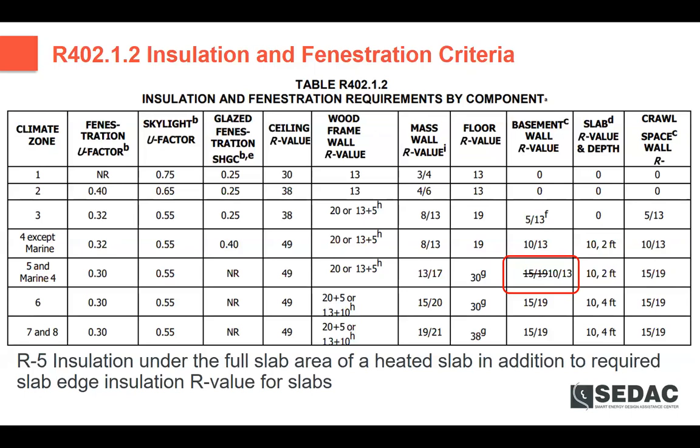And also new for the 2018, or perhaps a little bit of a modification of wording, is R5 insulation under the full slab area. Previously it was just an additional R5 to the exterior perimeter of the slab. Now it requires it under the entire slab for heated slabs.